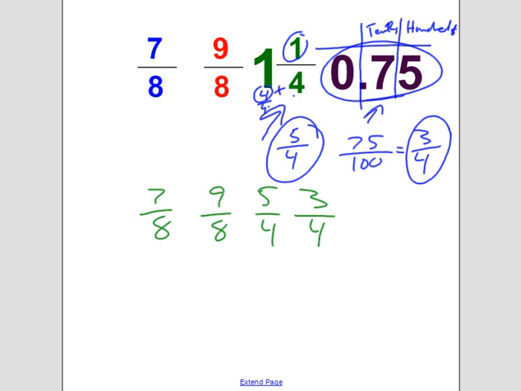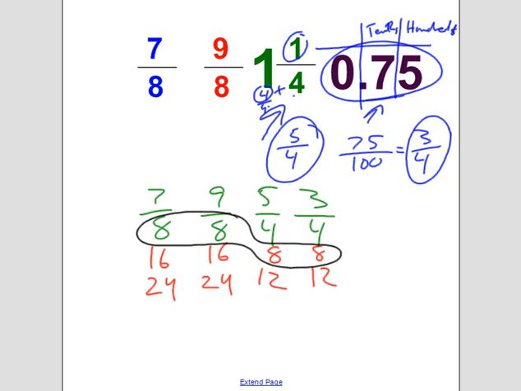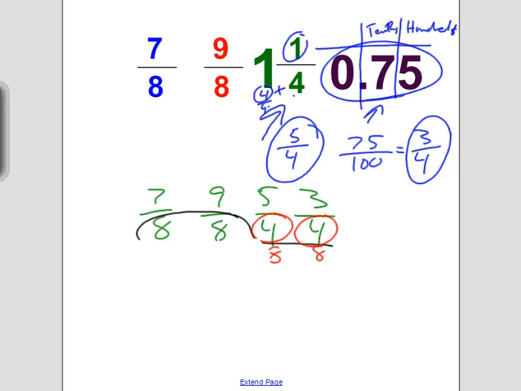We need to have a common denominator. If we go through the steps, you could say 8, 16, 24; 8, 16, 24; 4, 8, 12; 4, 8, 12. Do you see the common denominator? I hope so. The common one that they all have is 8. So all we need to do is change these two 4s into 8s. Let's do that. To change those 4s into 8s, we simply multiply by 2.